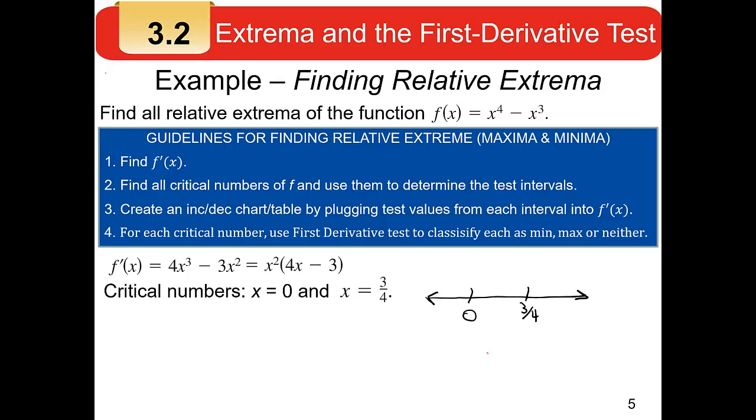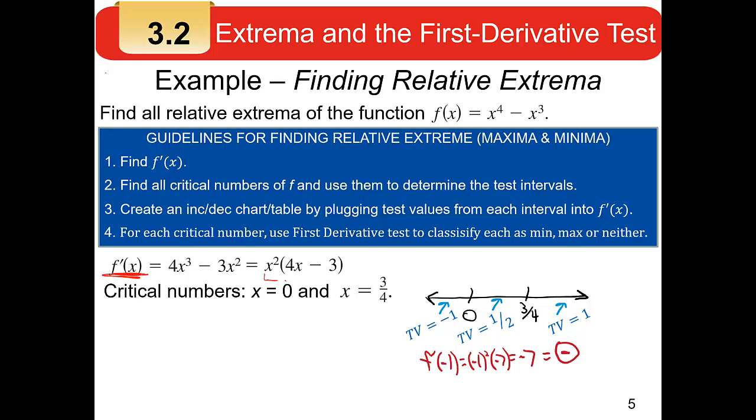Those critical numbers divide the number line up into intervals where you need to check for increasing and decreasing behavior. So you put 0 to the left of 3/4 because 0 is smaller than 3/4, and then you create test values in each interval. You want to look at some number smaller than 0. Why not just choose -1? Some number between 0 and 3/4, maybe say a half, and then some number bigger than 3/4, why not 1? Those are the test values you need to use. So you take each test value and plug that value into the derivative.